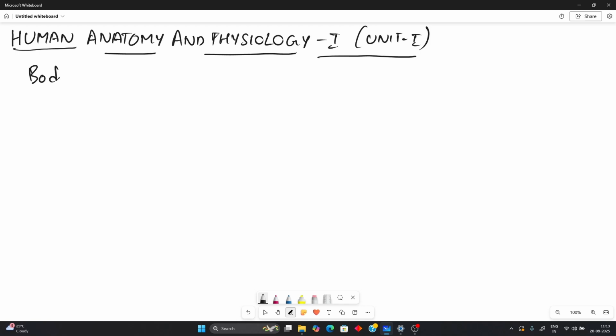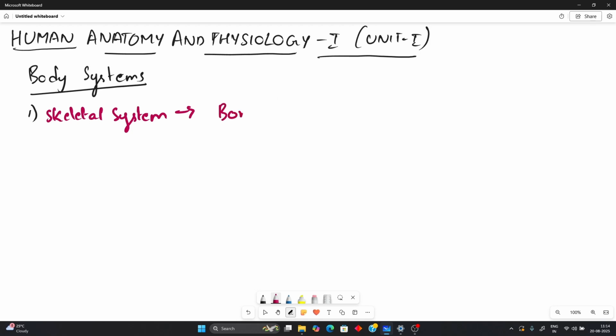Let us see the various body systems which are present in the body. Let us see what each system is, how it is made up, and let us also see its function. The first one is the skeletal system. The skeletal system is generally made up of bones, and its main function is to give protection.